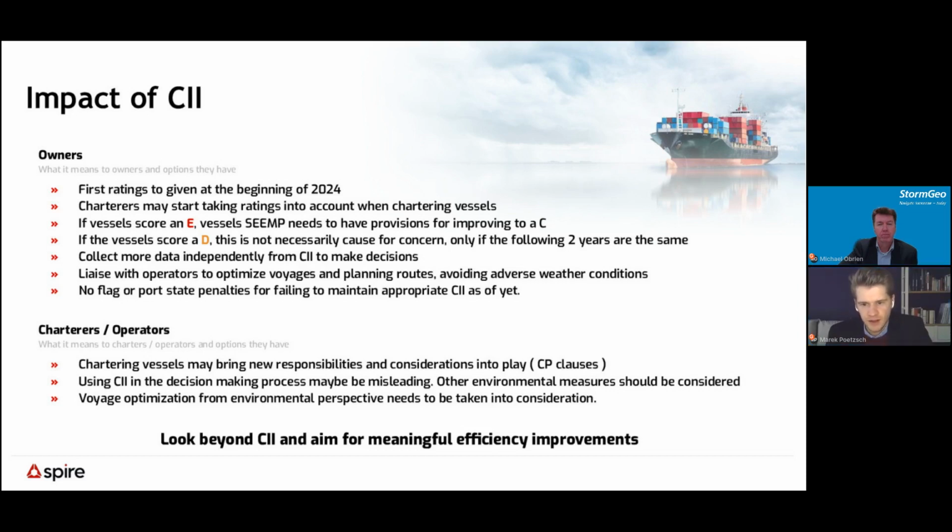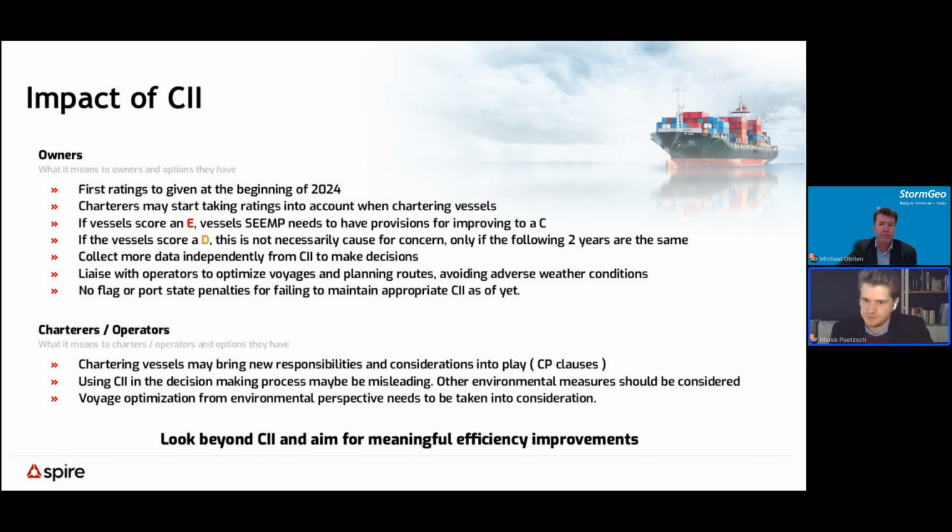And as mentioned, there are no other port state penalties in place as of now. So the only thing that happens if you don't meet the targets is the changes to the SEMP. On the basis of the IMO regulations, what the specific penalties are going to be in the future, and if states will implement more penalties, is something that is yet to come, that we still have to see. But as of now, there's not too much associated with that.